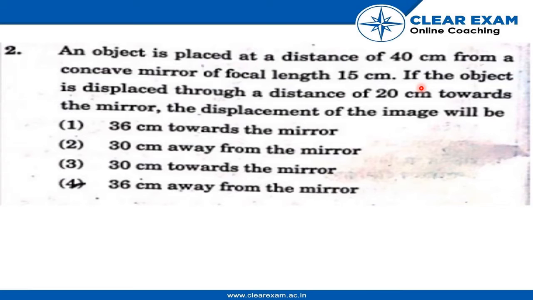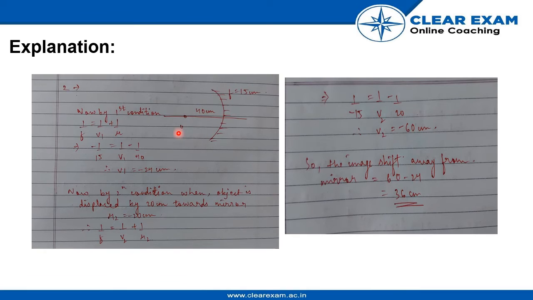So here, case-wise, in case one, we need to find the distance of the image from the mirror, and then we need to find the displacement of the image after finding the second distance of the image after the object is displaced 20 centimeters towards the mirror. So let's see the explanation.